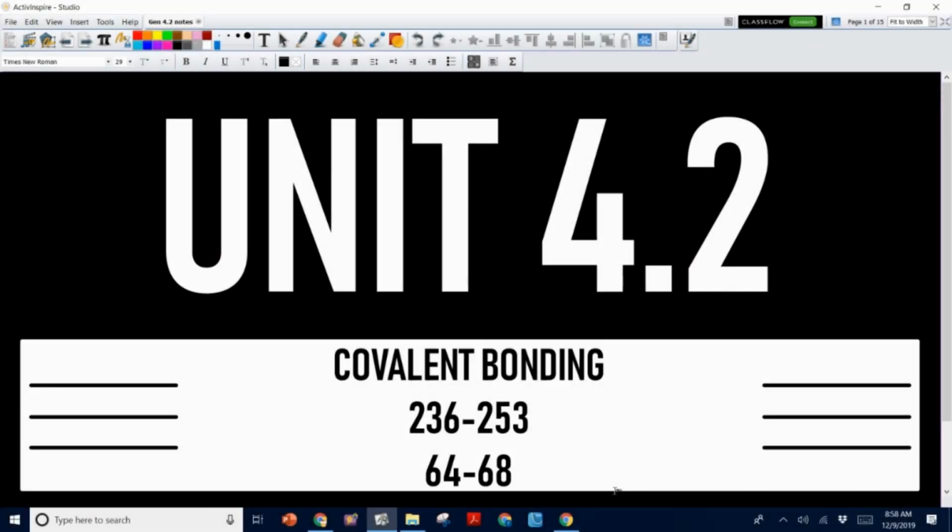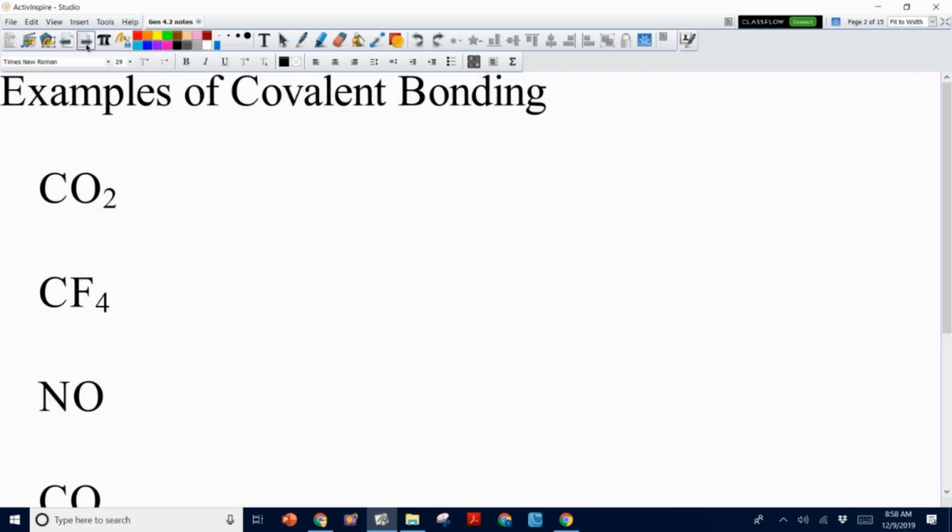Right, welcome back. This is 4.2 Covalent Bonding. In your textbook, it's going to be pages 236 to 253, and in your workbook, it's going to be 64 through 68. This is not going to concentrate on naming of covalent molecules. We covered that in 4.1. I'm going to review that just a bit, but mainly this is going to be talking about the different geometric shapes that covalent molecules can take.